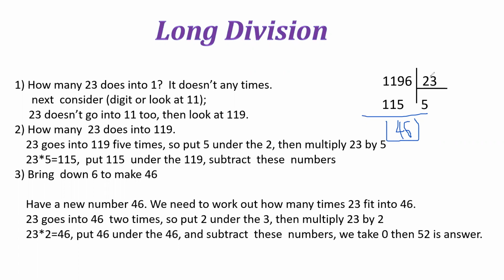So we have a new number, and we repeat this process. How many times does 23 go into 46? 2 times. So multiply 23 by 2. 2 times 3 is 6. 2 times 2 is 4. Find the difference of these numbers, it is equal to 0. So the remainder is 0. The result of this division is equal to 52.